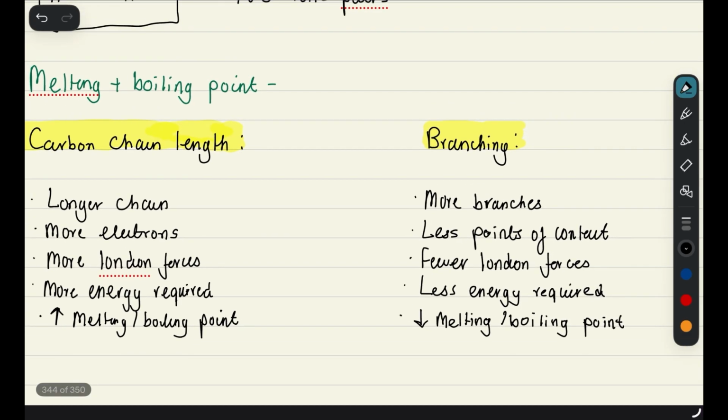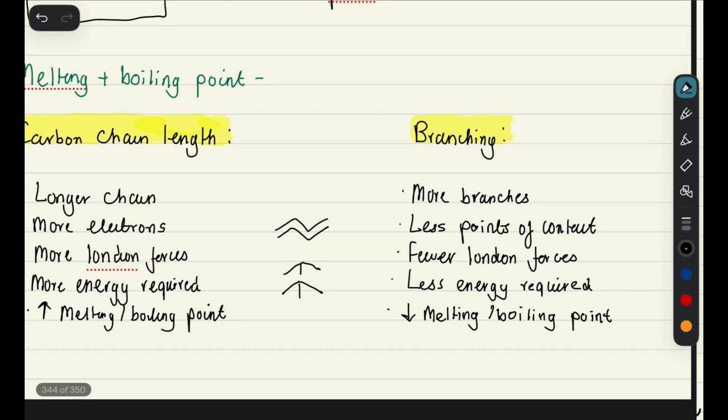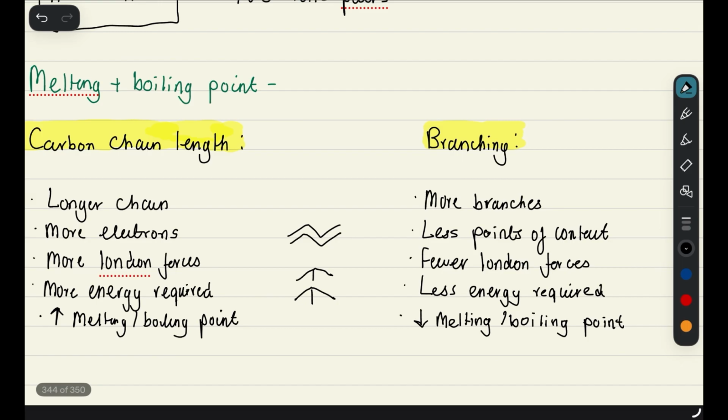Branching is a bit more interesting, and we'll draw a diagram now. Are you happy? If we have this molecule here and another molecule of the same thing, they can just sit on top of each other. However, if we have this one with a branch here, you can see we've created a gap. It can't sit as comfortably on the other molecule there. So I hope that does make sense. It doesn't sit as nicely.